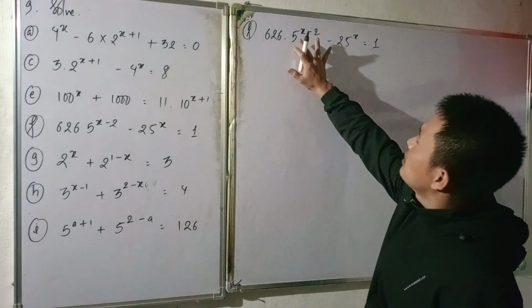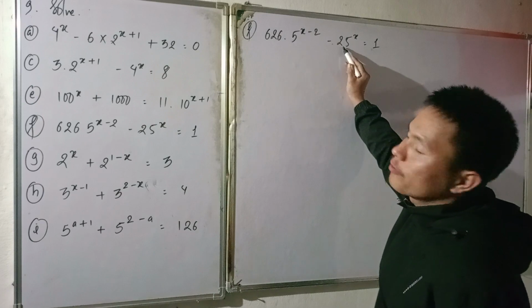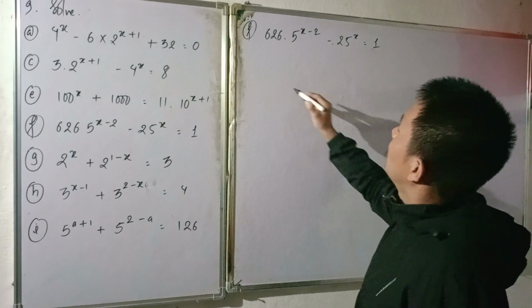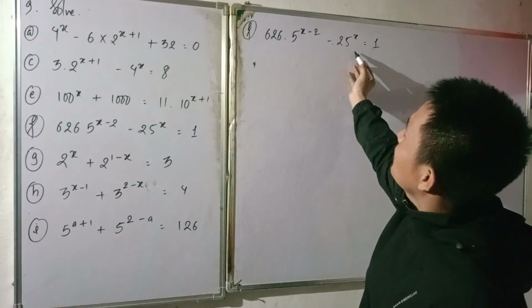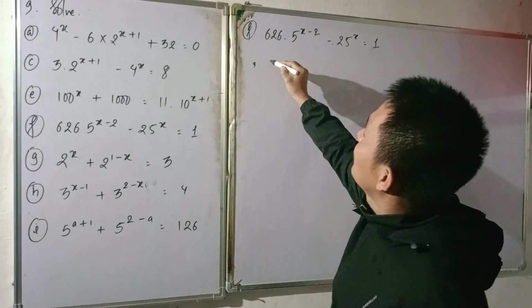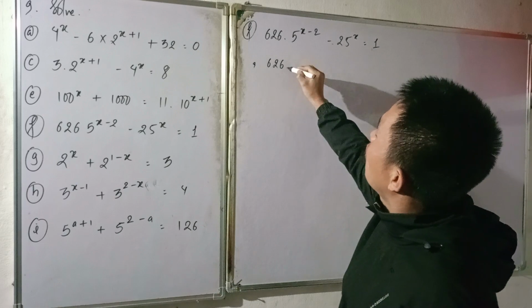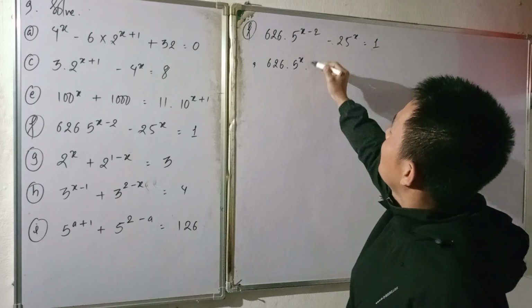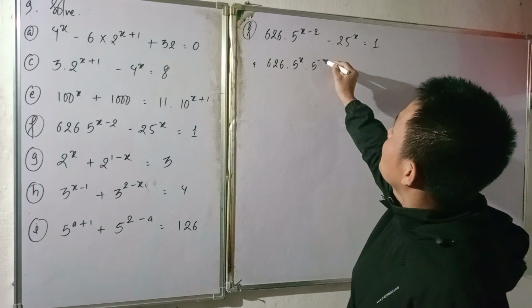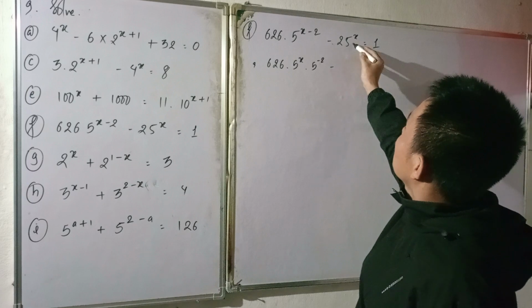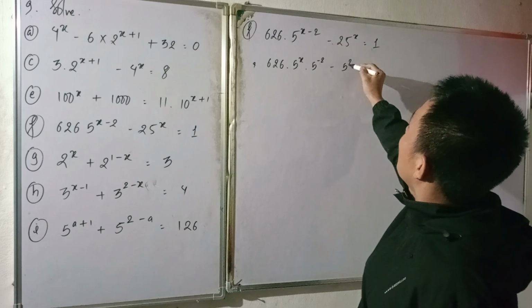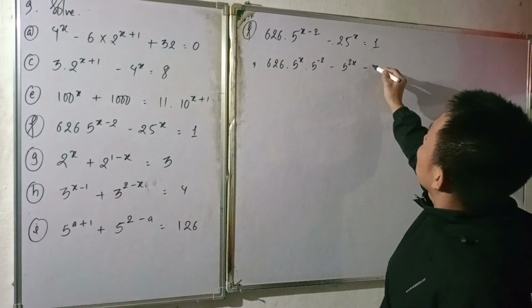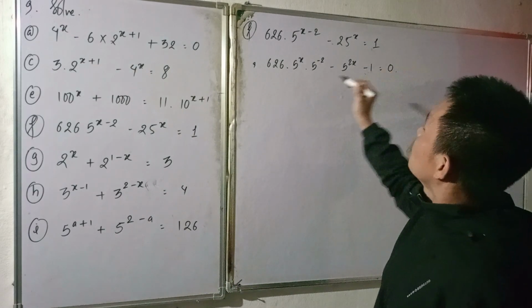So try to disintegrate this and express this 25 in terms of 5 power. Try to bring all of this into the left hand side. 626 point. Now this can be written as 5 power x dot 5 power minus 2 minus this will be 5 power squared, and there is x here. Let's move this 1 to the left hand side. It becomes a negative 1 equals to 0.